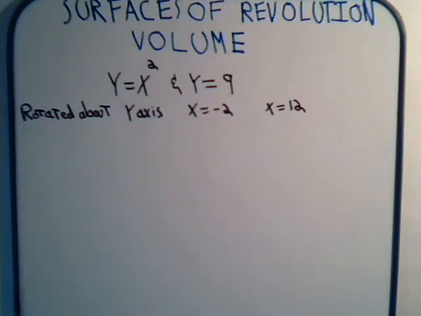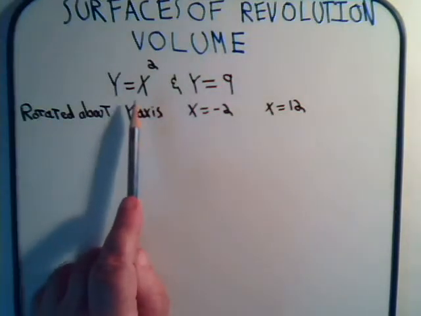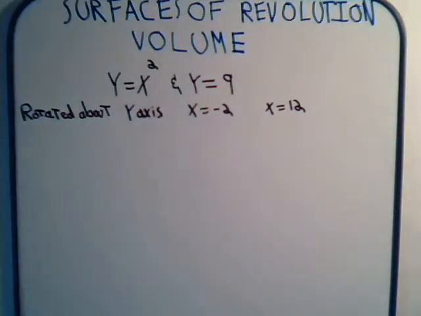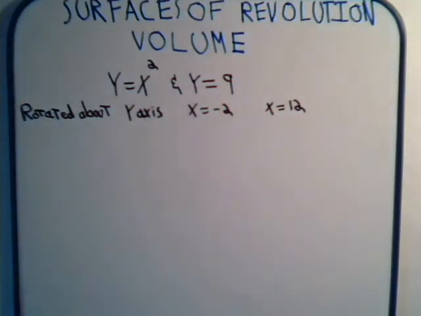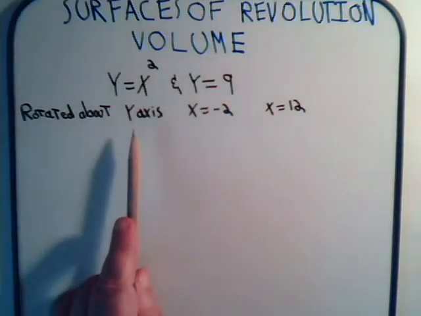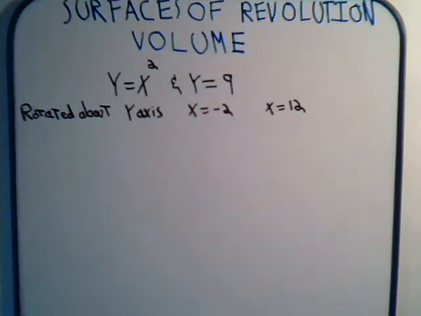So here's the setup. We have a curve, y equals x squared, and a line y equals 9. We're interested in the region between the curve and this line, and we're going to rotate it about the y-axis to give us a three-dimensional figure. And we're going to find the volume of it.